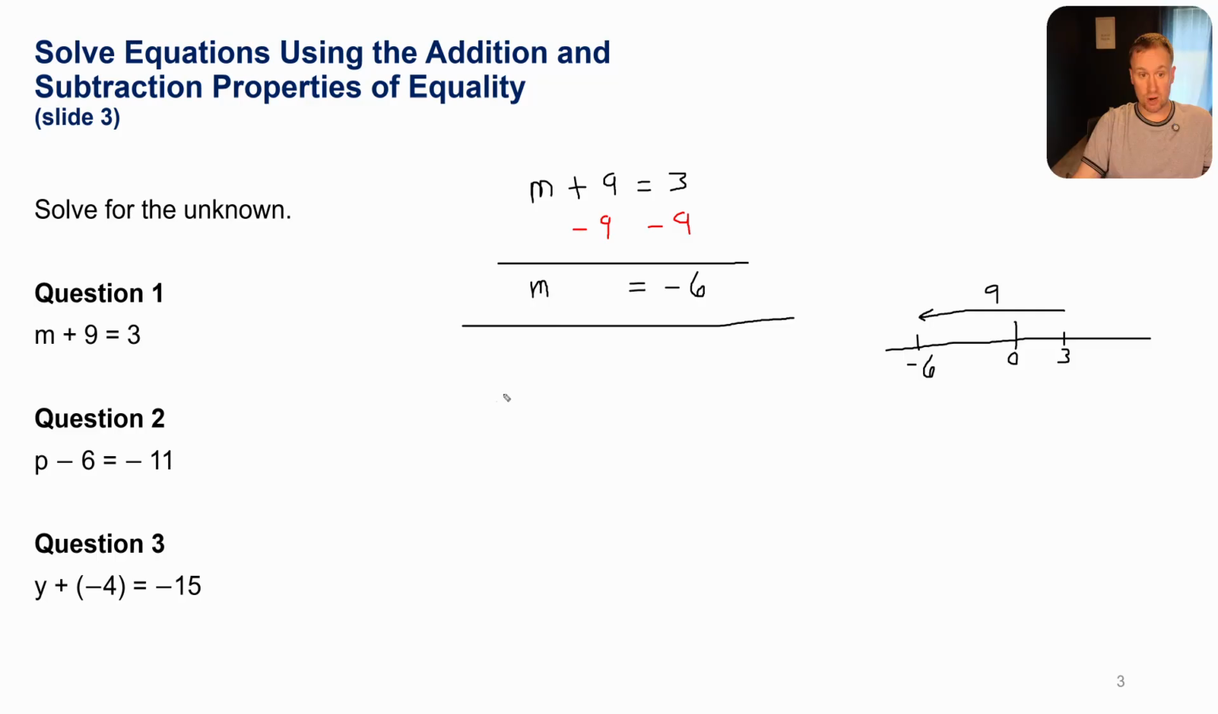So we can take our original equation here, m plus 9 equals 3, and input a negative 6 into the m variable. And then we ask, okay, does negative 6 plus 9 actually equal a positive 3? Well, negative 6 plus 9 is positive 3, so we can check both sides of our equation off, that we've come to the correct conclusion here.